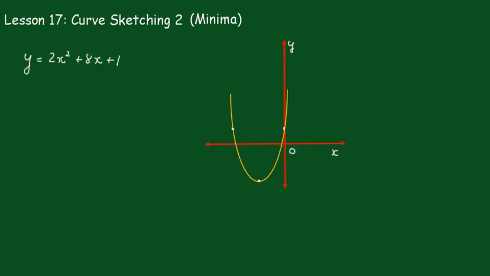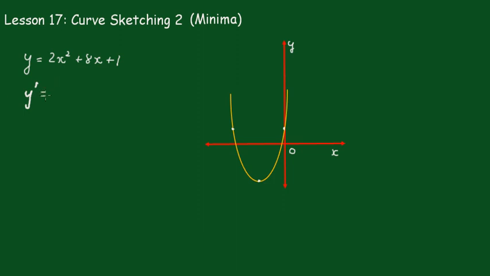Lesson 17, Curve Sketching 2, Minima or Minimum Turning Point. Now here we have the parabola of y equals 2x squared plus 8x plus 1. As before, I'm going to differentiate this, so I'll get y dash.